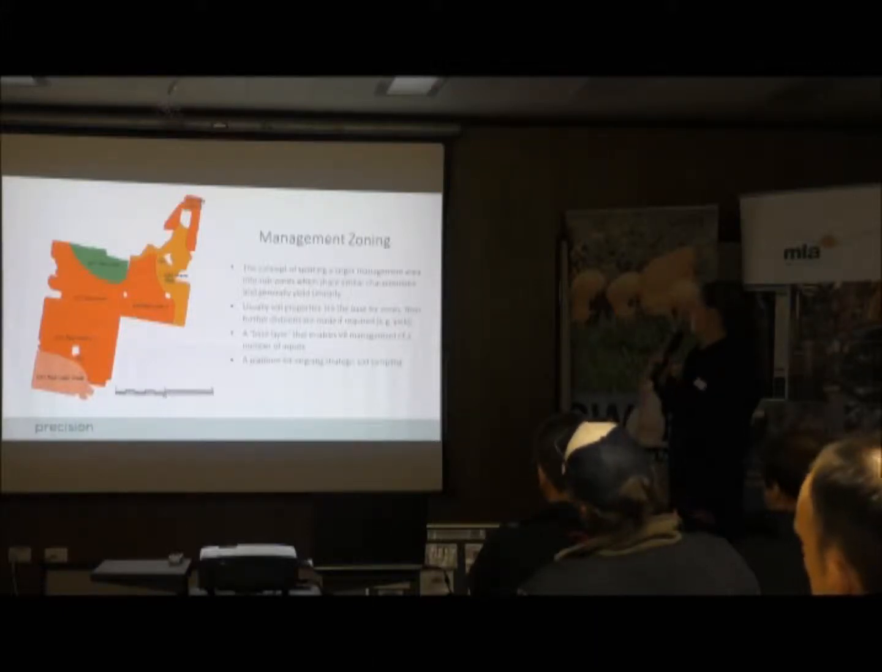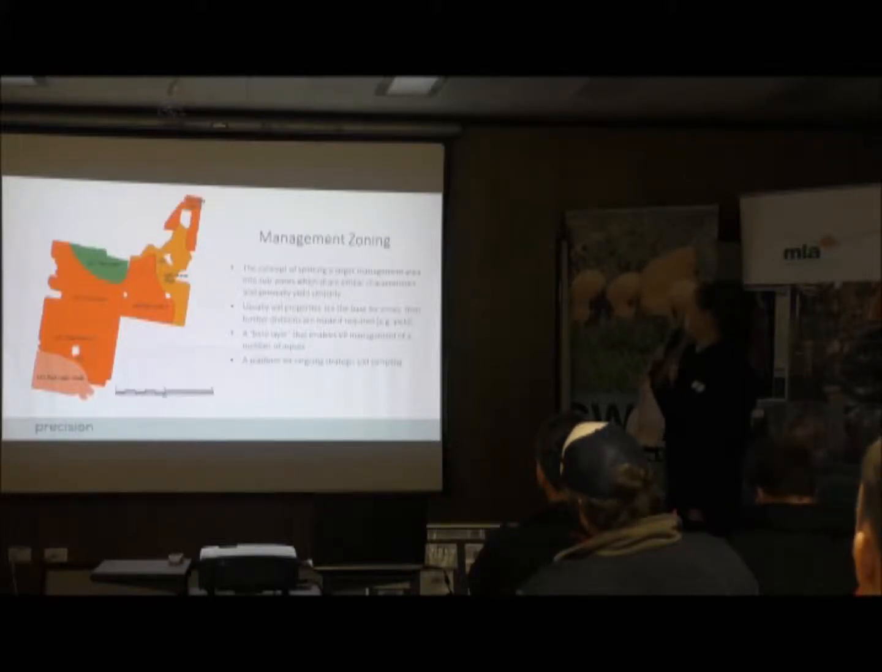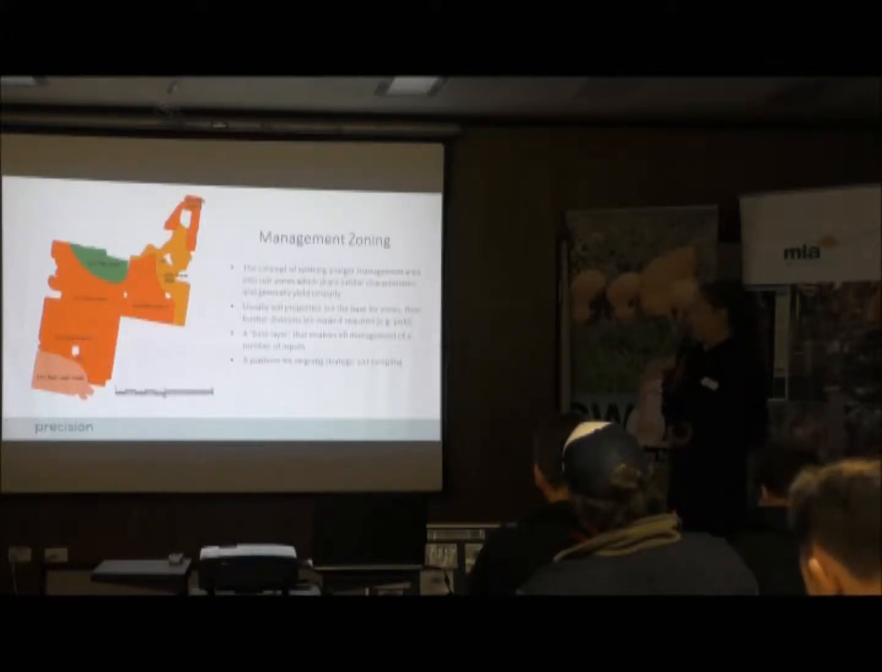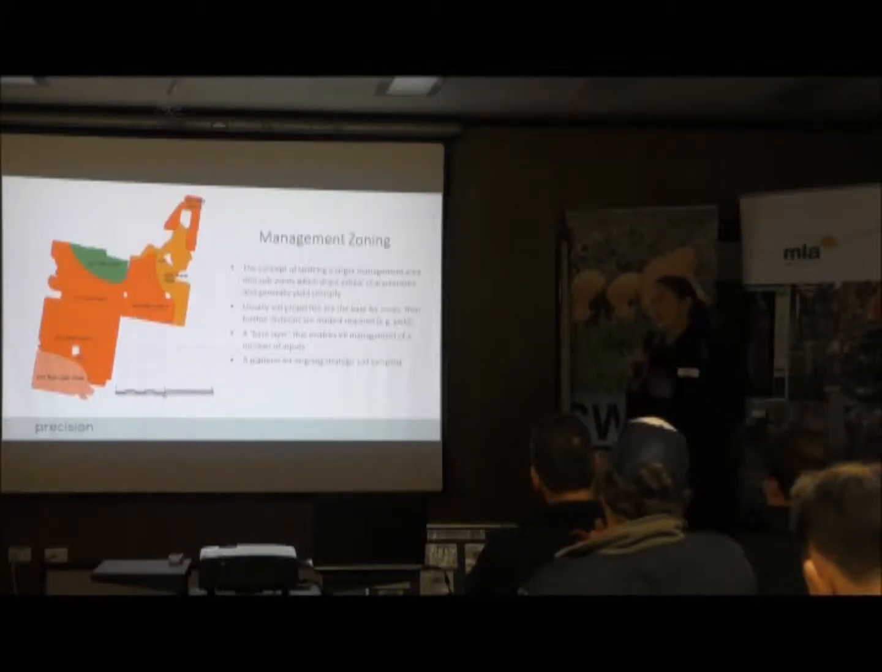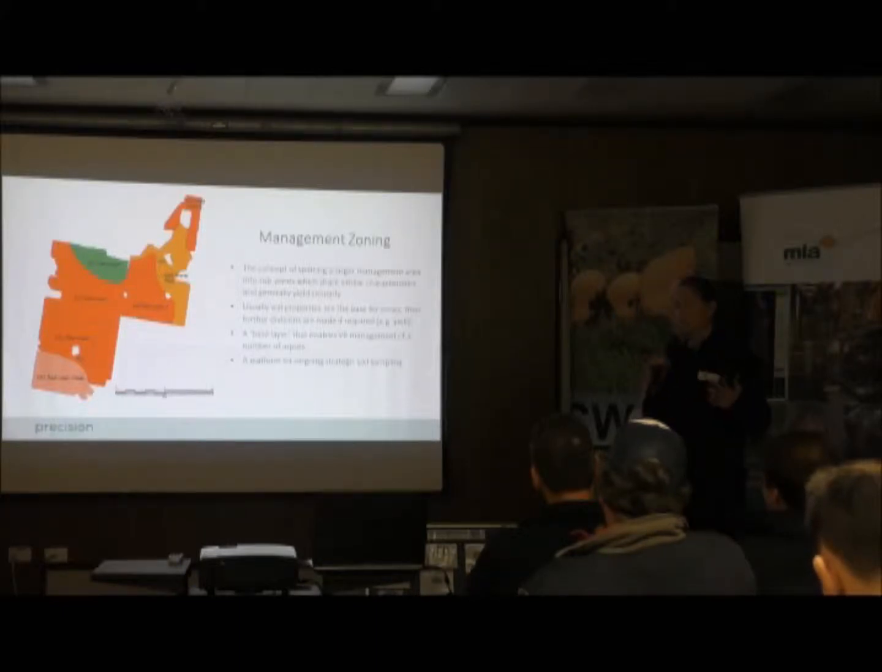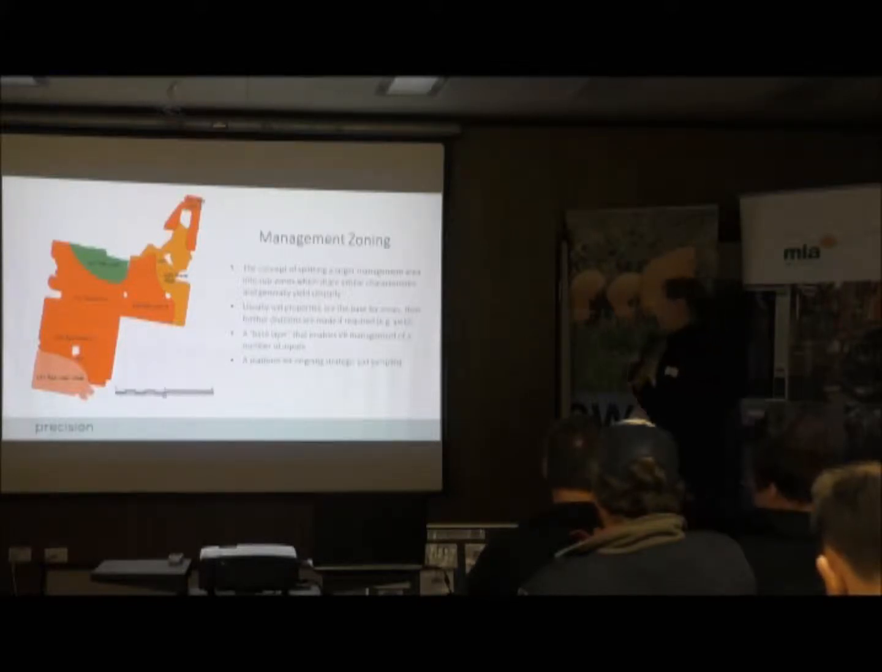So usually our soil properties are the base for our management zones, but then we can make further divisions if they're required, so things like yield might come into that. And often you'll see where you've pulled out fences where paddocks have been amalgamated, that may need to be a separate zone for as many years as it takes for those paddocks to even up. Our management zones form a base layer that enables variable rate management of a number of inputs.